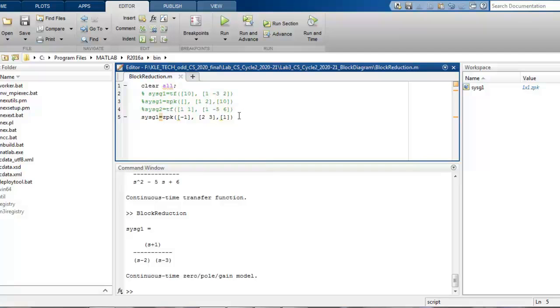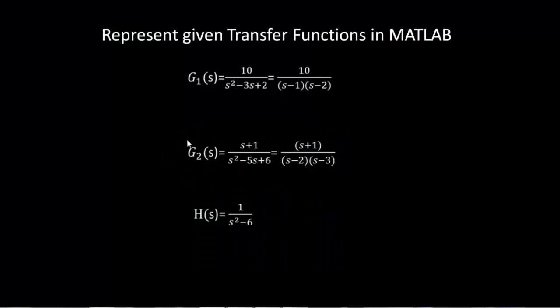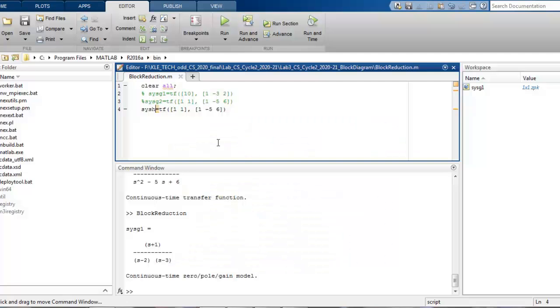For algebraic form, let me first comment this. So I will delete one of the forms, the ZPK form, which I don't want for next. Okay. Any one form is sufficient, but you should know both, because whenever you have a problem, whichever form it is given, you can simply solve it from that form. Okay, so remember here numerator is 1, denominator is 1, 0, minus 6.